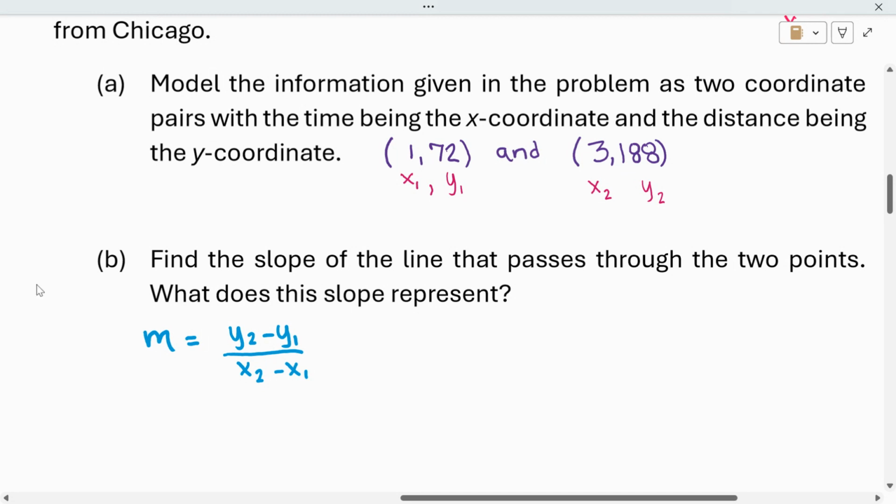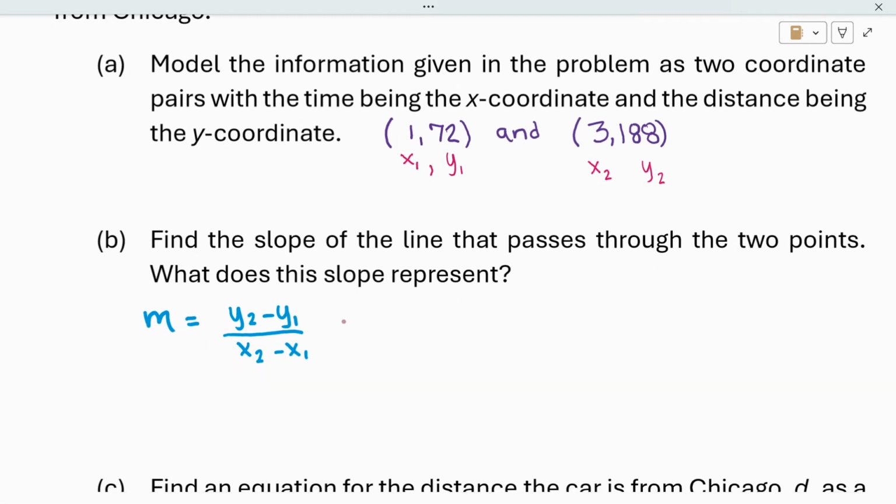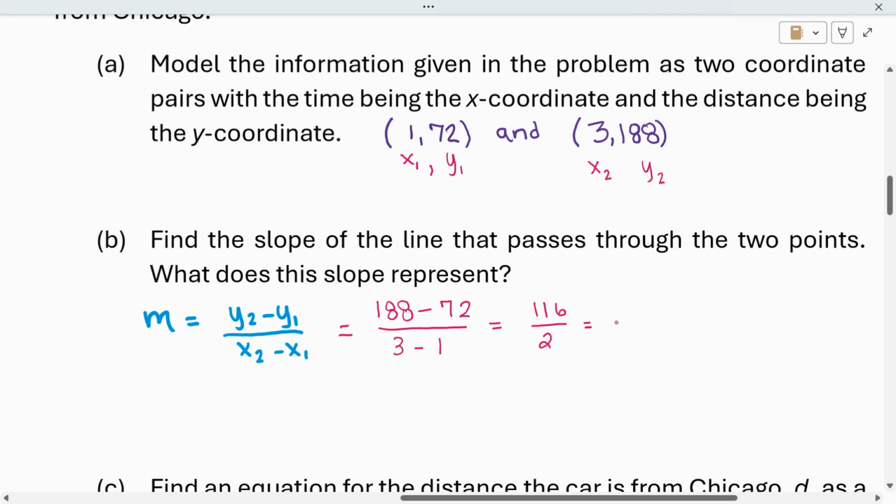All right, so using the slope formula, I'm going to plug in these values. So y sub 2 is going to be replaced with the number 188 minus y sub 1, which is the number 72, over x sub 2 is the number 3, and x sub 1 is the number 1. Now we're just going to do a little bit of math. 188 minus 72 is 116. 3 minus 1 is 2. And when I put this into my calculator, 116 divided by 2 is 58. So our slope is 58.